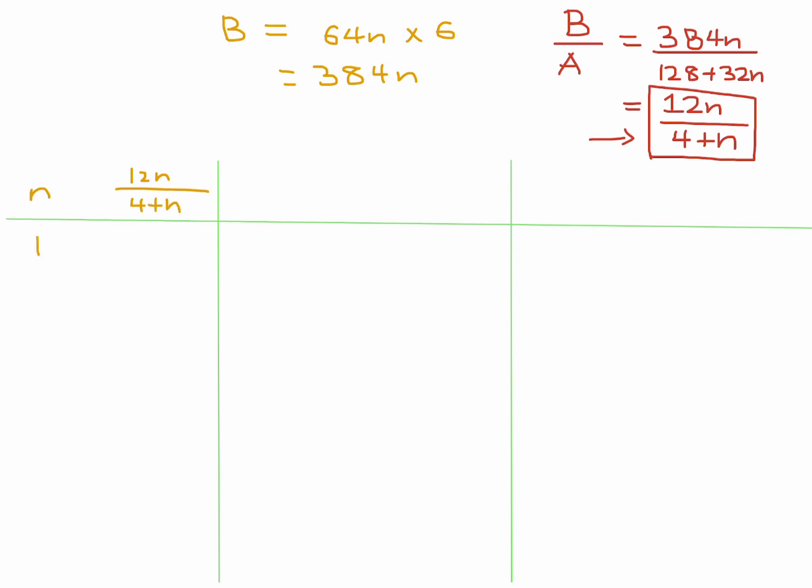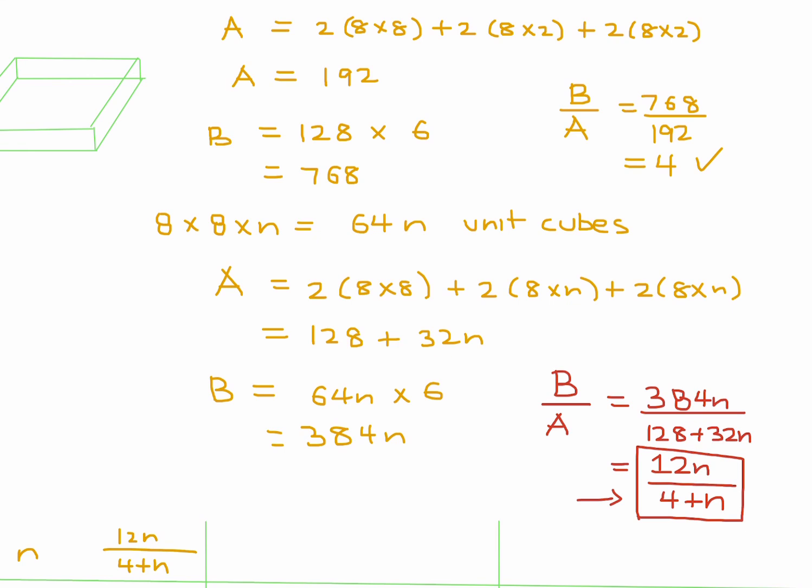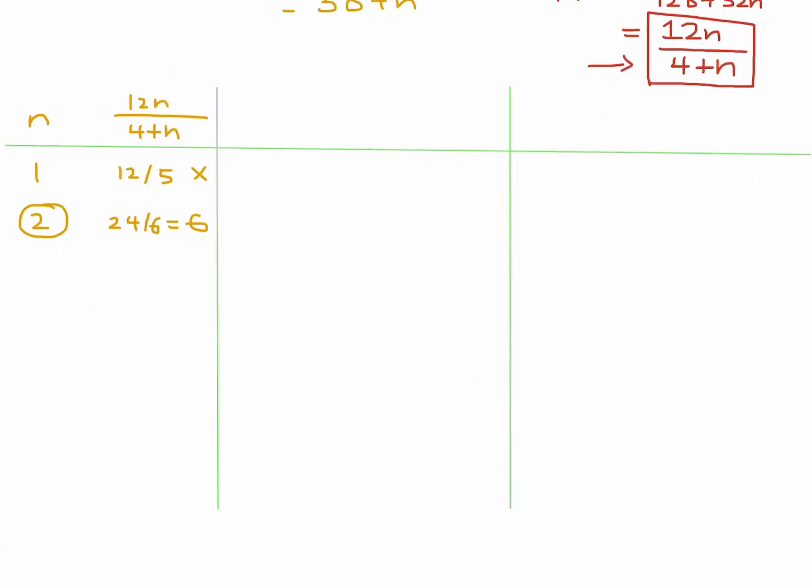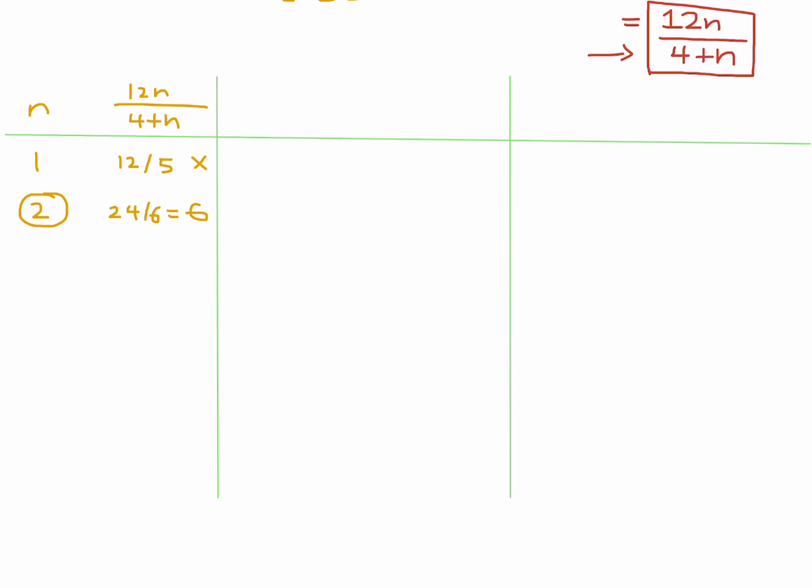Let's try 1. When you get 1 for n, you get 12 over 5. Is 12 over 5 an integer? No. You try 2. That's 24 over 6, and that is an integer because that is equal to 6. So we circle that. That was actually the one I did in the example. I used n equals 2. So we know that's going to be an integer. And you just keep going like this.